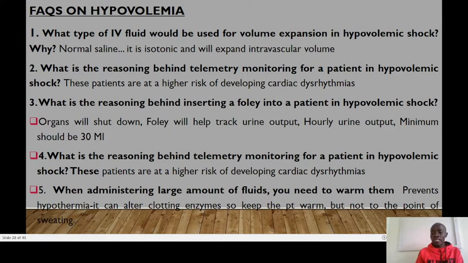Number 2 is, what is the reasoning behind telemetry monitoring for a patient in hypovolemic shock? Why do you do the telemetry monitoring? These patients are at high risk of developing cardiac arrhythmias.